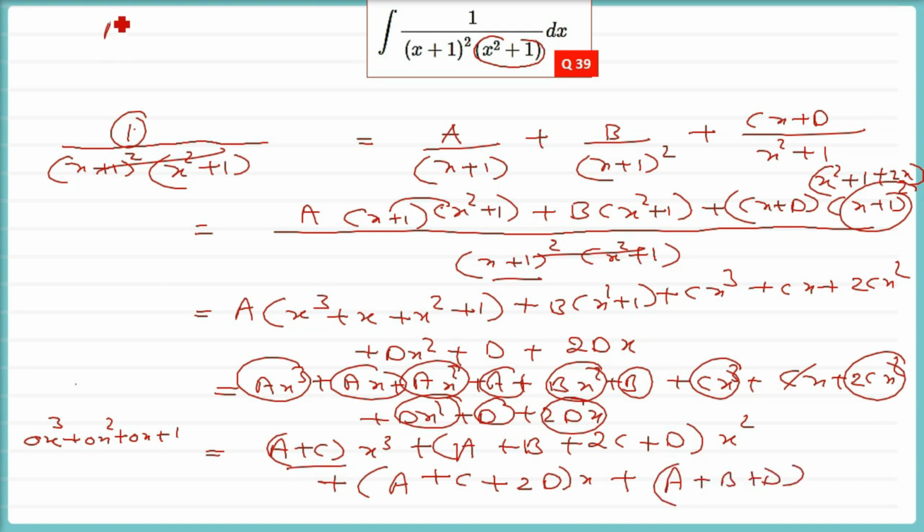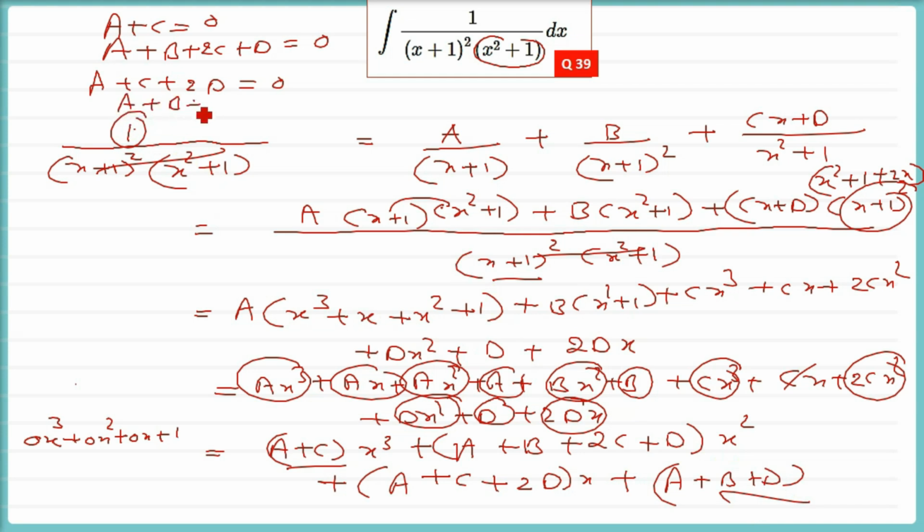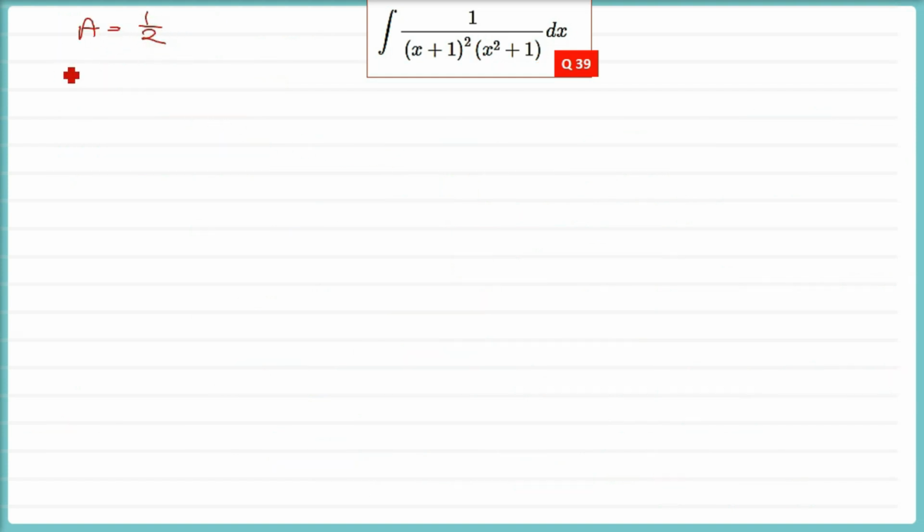Now let's equate. A plus c will be equal to 0. A equals negative c. A plus b plus 2c plus d will become 0. Then we have a plus c plus 2d equal to 0. But a plus b plus d will be equal to 1. Now there are 4 variables and 4 equations. I hope you'll be able to solve this. We have already completed this in 8th and 9th standard before that also. So a will come as half, b will come again as half, c will be negative 1 by 2 and d will be 0.